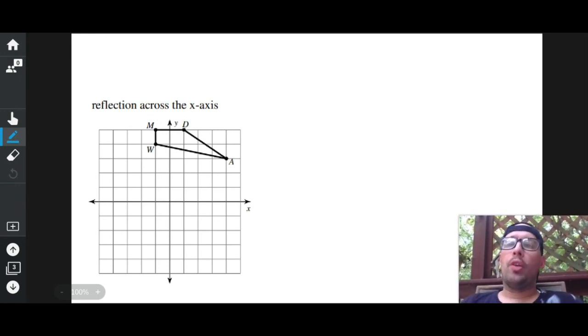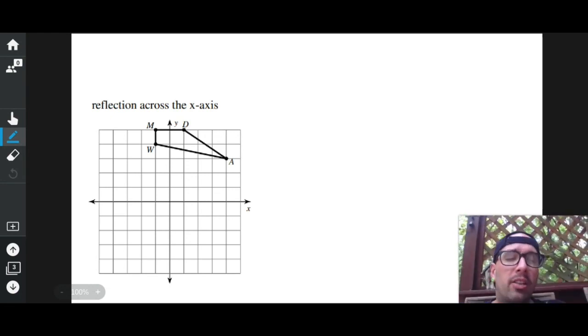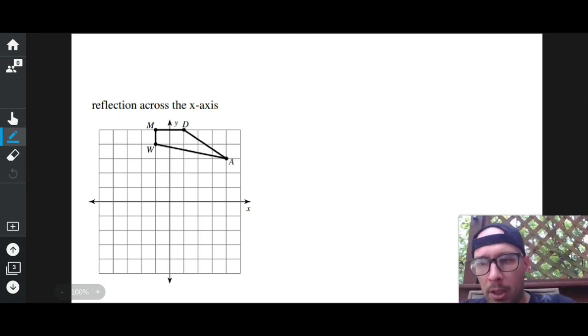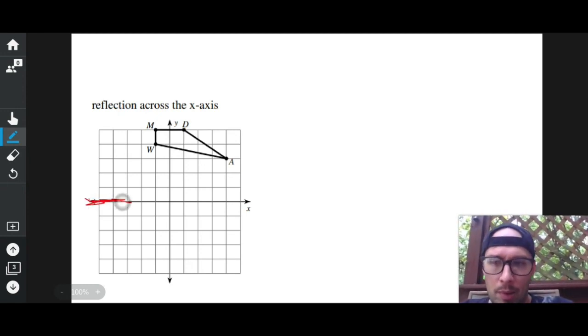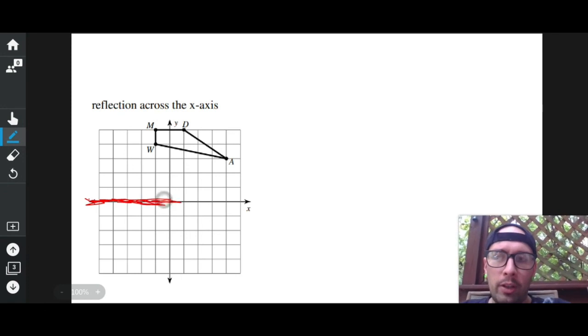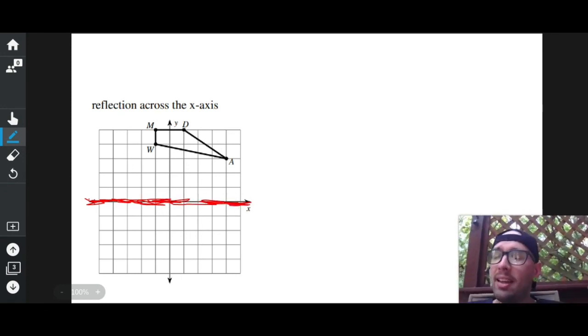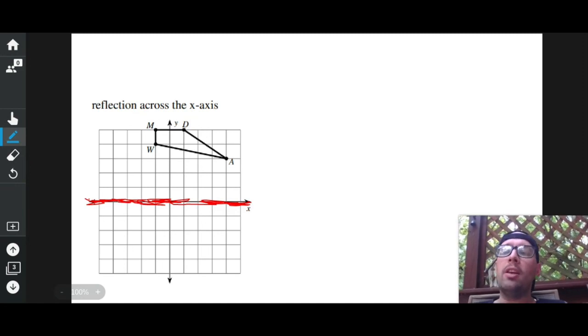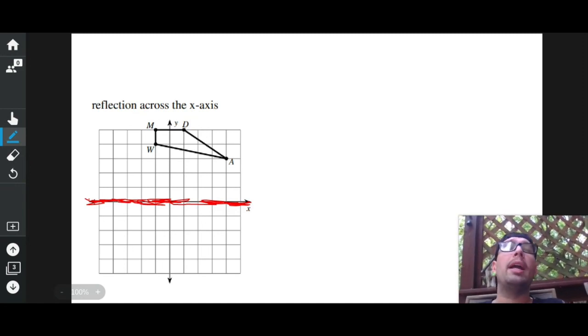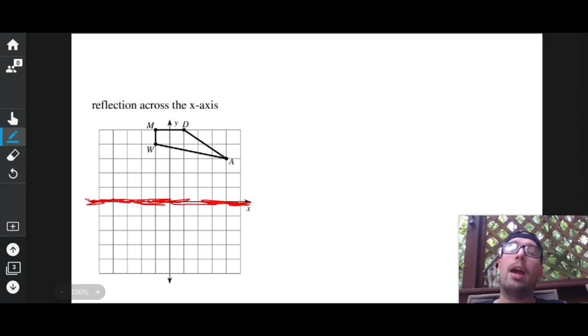What I'm going to do is take that shape right there and reflect it over the x-axis, or reflect it in the x-axis. What does that mean? That means the x-axis here is my mirror. So I'm going to draw a really perfectly straight line where my x-axis is. It's as if I'm jumping into a mirror, and when I look down, I see my reflection staring up at me.